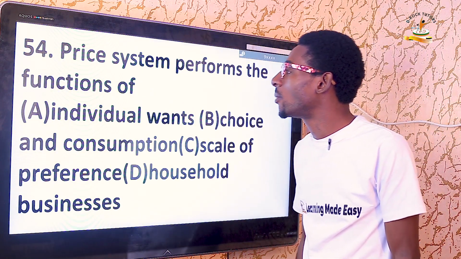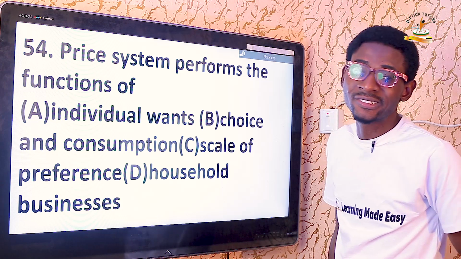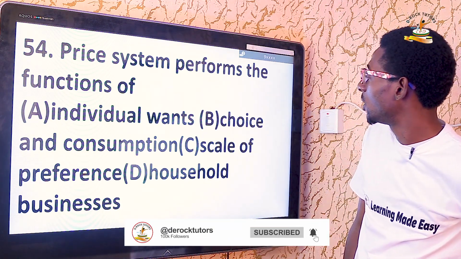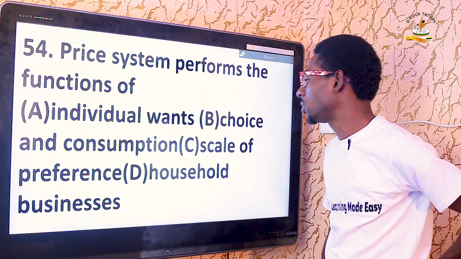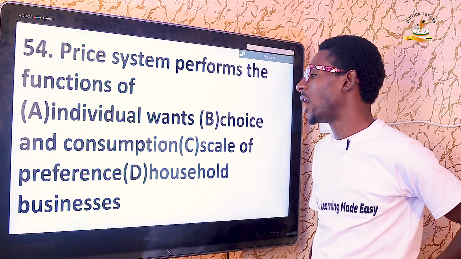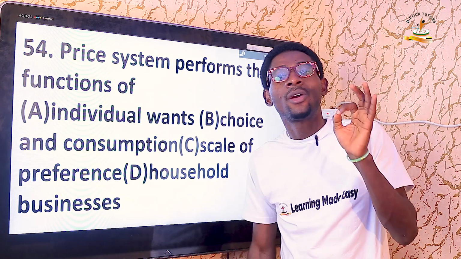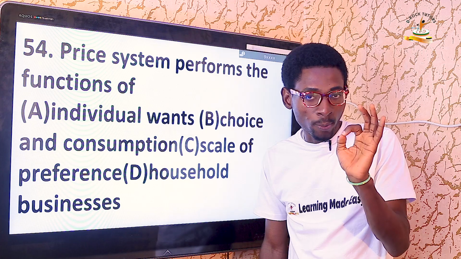54. Price system performs the function of A, individual wants, B, choice and consumption, C, scale of preference, D, household businesses. Now, one of the major functions of price is rationing and opportunity cost.